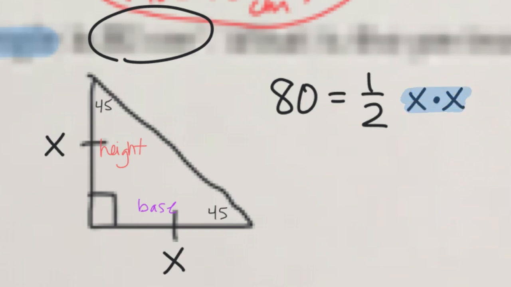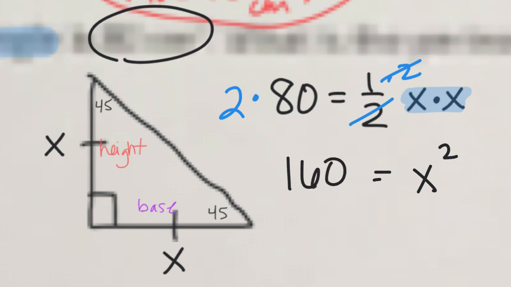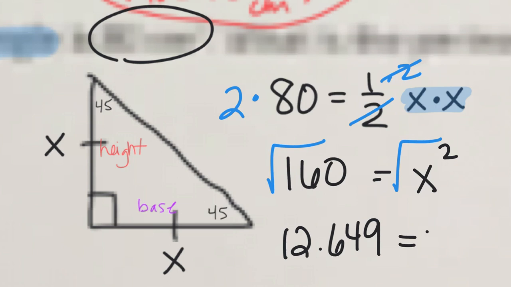So what is x times x? That's x squared. And let's get rid of the 1/2 by multiplying by 2. So x squared equals 160. So square rooting 160 is a side length of 12.649. So that's one of the sides, right?